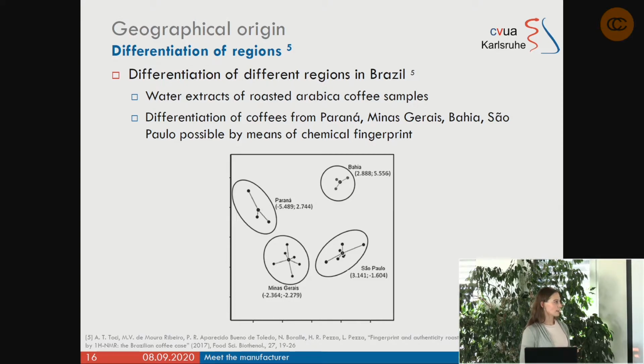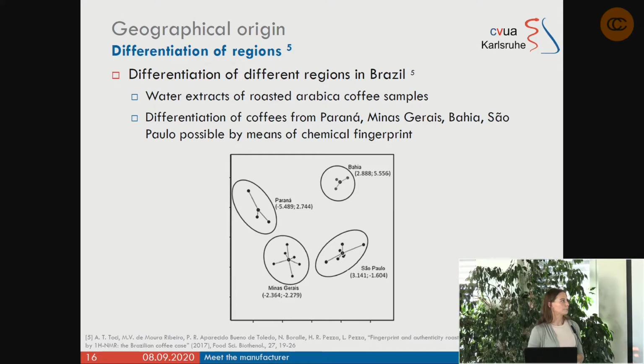Even coffees harvested in different regions of Brazil could be successfully distinguished from each other by means of NMR measurement and statistical analysis. Here, water was used for extraction, and the figure shows again that the differentiation was successful. So the coffee regions Bahia, Paraná, Sao Paulo, and Minas Gerais could be successfully distinguished from each other.